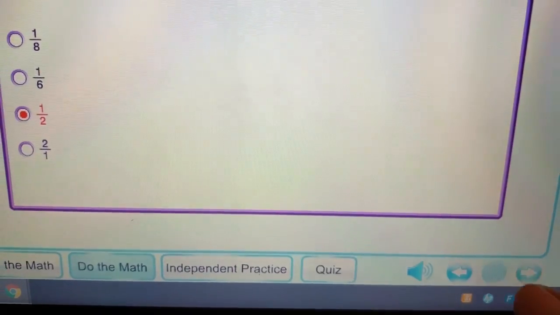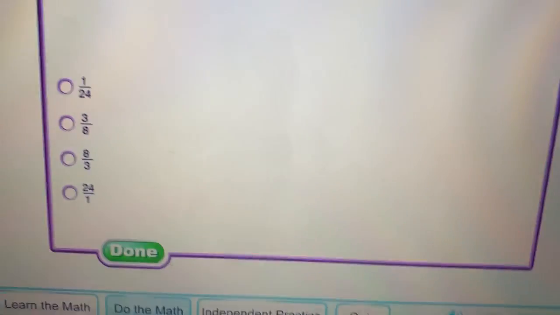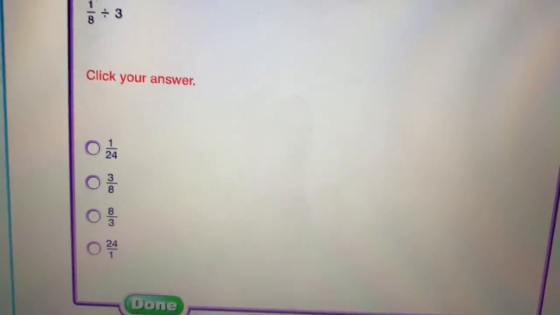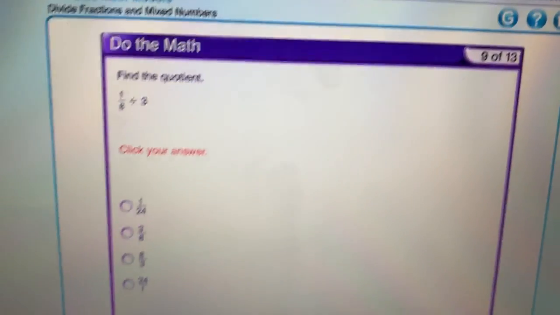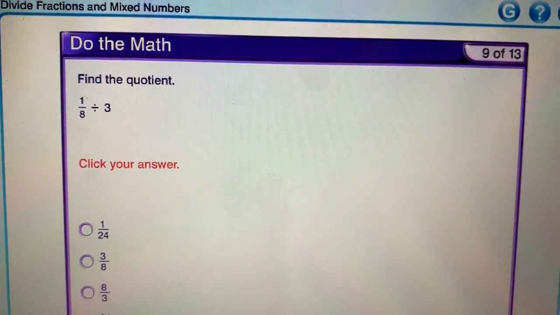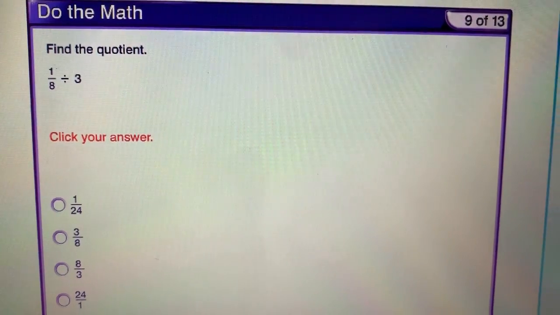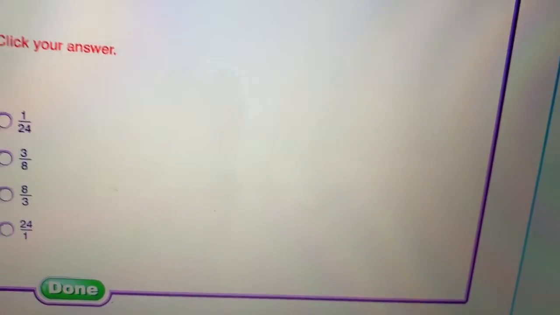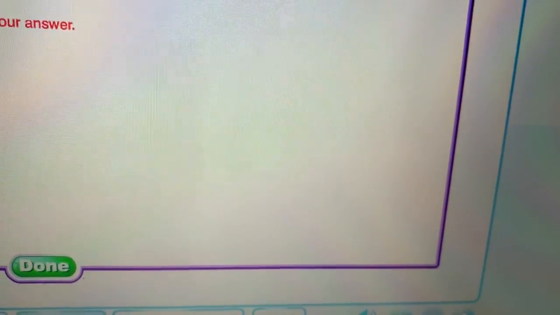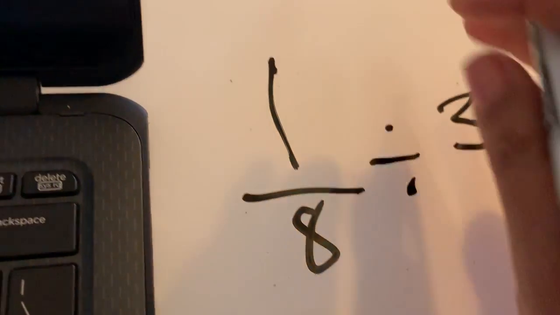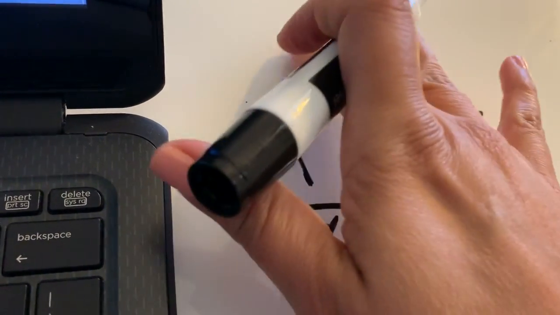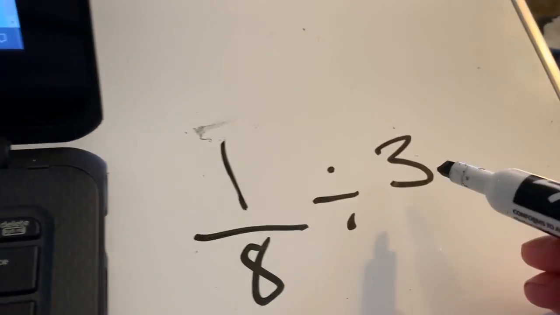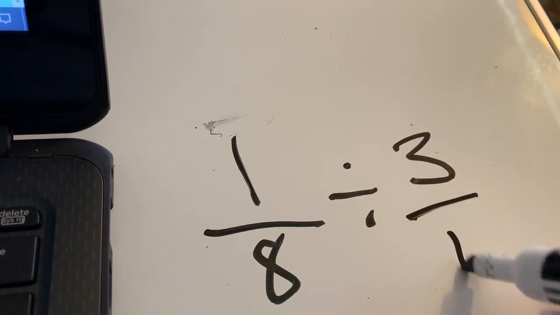Okay, let's see if we don't have a different kind. We're not going to do another one. Oh, yes, we do. So we are going to do one more here. The reason why I want to do this one is because you have 1/8 divided by 3. You have a fraction and you have a whole number. Okay, and those are different. We had practice already, but I want to do it again. So 1/8 divided by 3. What I want you to do is turn that 3 into a fraction by putting it over 1.